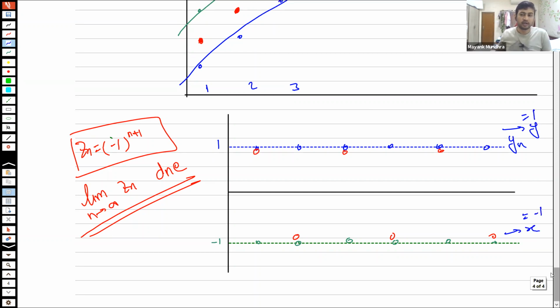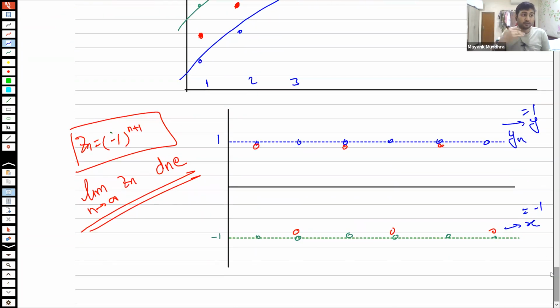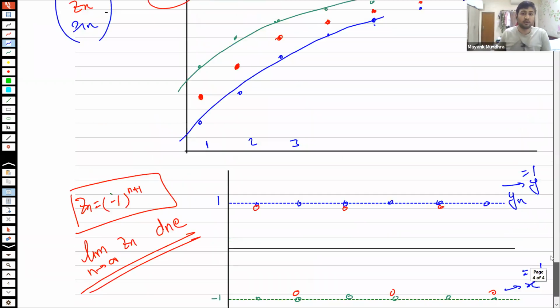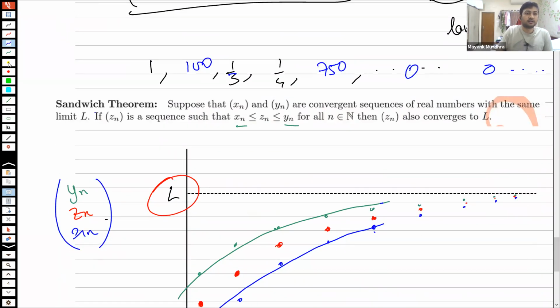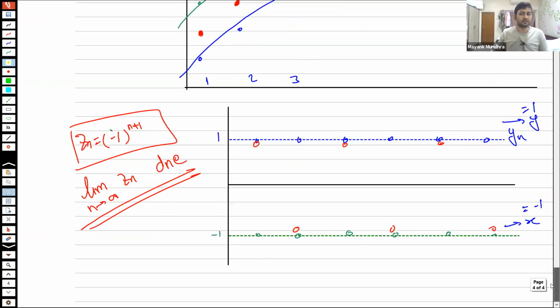That is actually correct. So the limits of X and Y have to be the same. Only when they are the same is the sandwich theorem applicable. So here the sandwich theorem itself is not applicable, because one of the conditions was that when you're sandwiching, the two bread sequences should have the same limit. So this is not happening now. That's why the Sandwich Theorem is not even applicable.